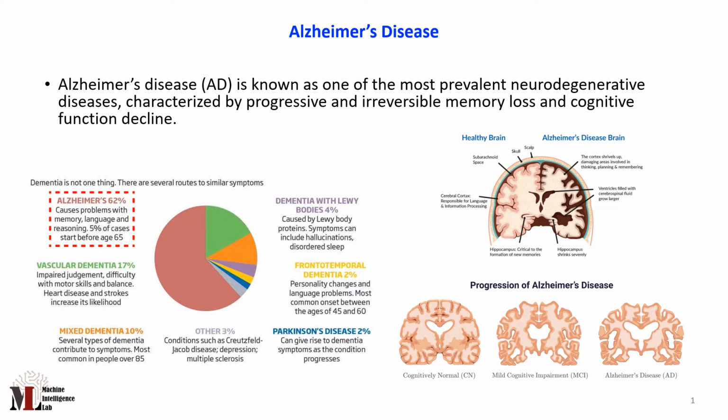For this purpose, as shown in the figure on the right, brain disease is diagnosed through structural MRI, that is fMRI. Also, Alzheimer's disease is a disease that shows a continuous spectrum and can be divided into cognitively normal, mild cognitive impairment, and Alzheimer's disease from left to right.